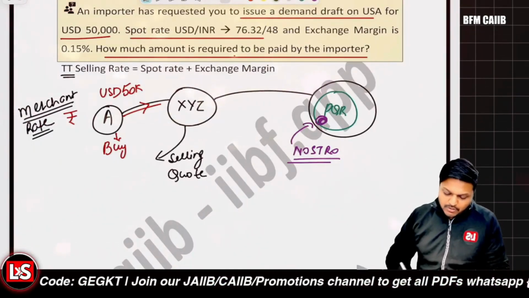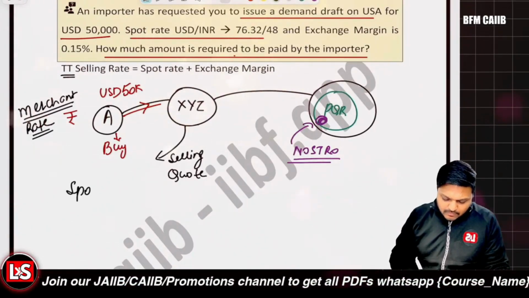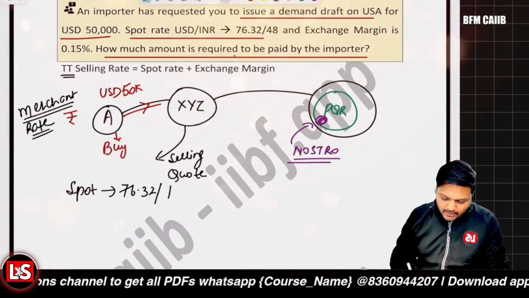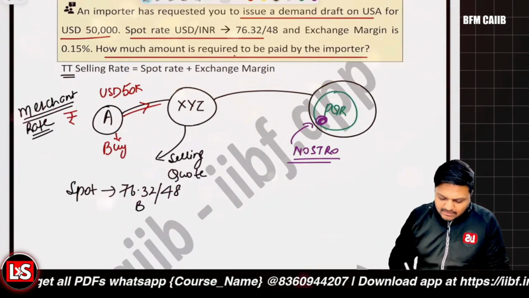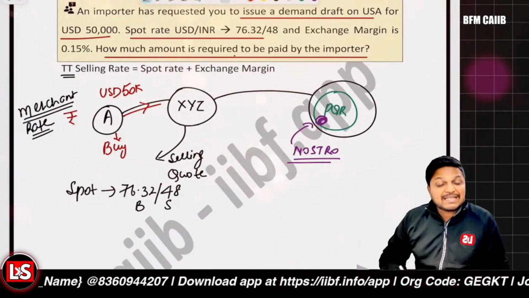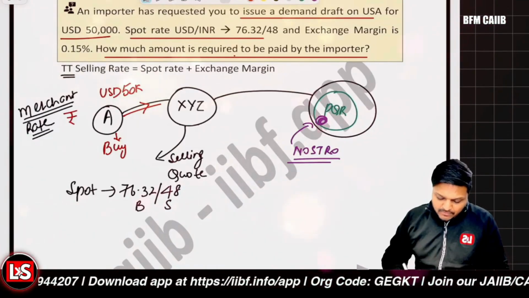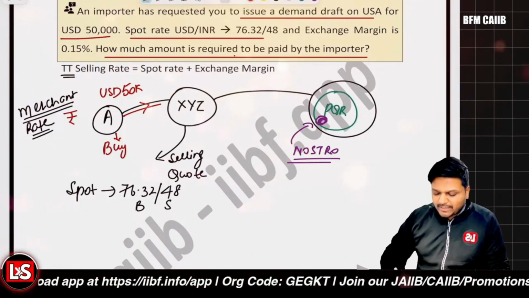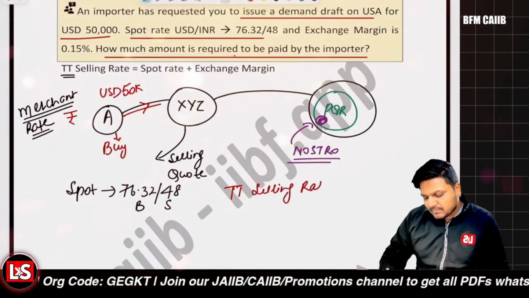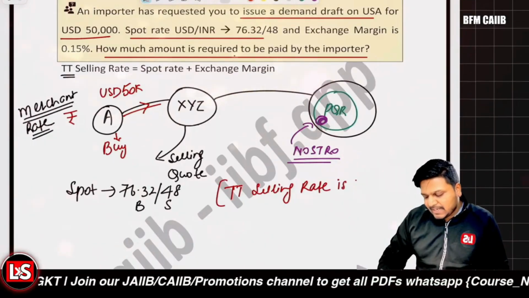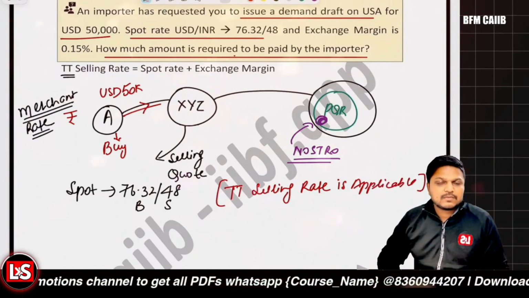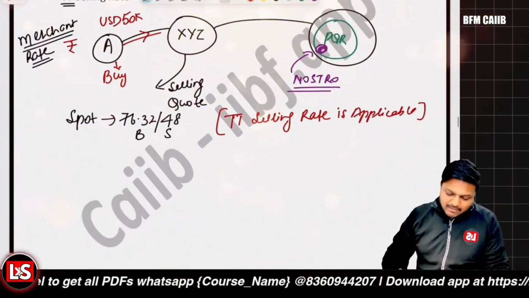Simple as that. So the spot rate that we know is given to be 76.32 slash 48. This is the buying quote. This is the selling quote. And we have to consider which one? We have to consider the selling quote, because the bank is to give the selling quote, right? So we know by now what rate is applicable. It is the TT selling rate which is applicable. TT selling rate is applicable, that we basically know now, right?